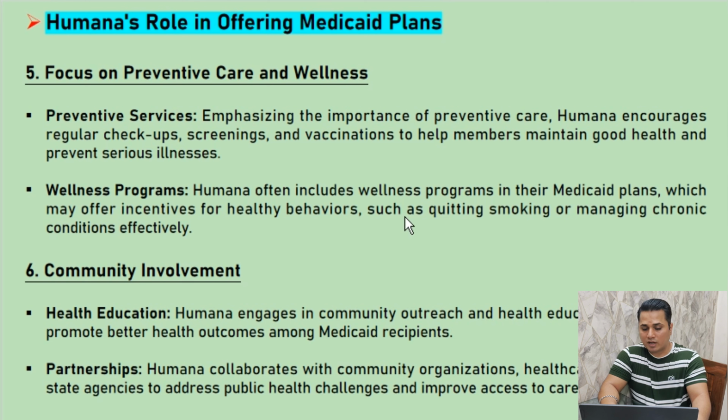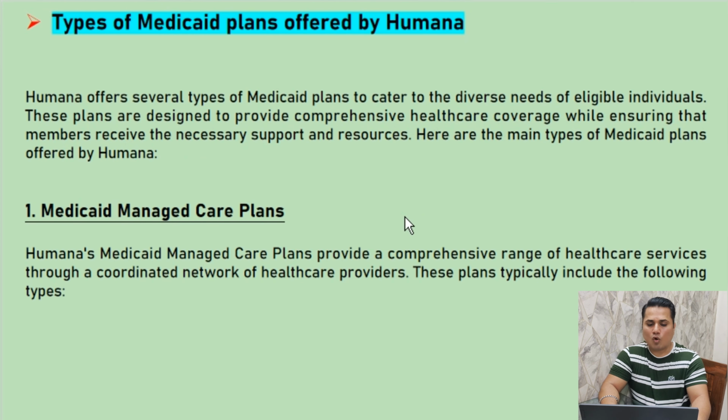Now, number six, community involvement. Health education. Humana engages in community outreach and health education initiatives to promote better health outcomes among Medicaid recipients. Partnerships. Humana collaborates with community organizations, healthcare providers, and state agencies to address public health challenges and improve access to care. Types of Medicaid plans offered by Humana.